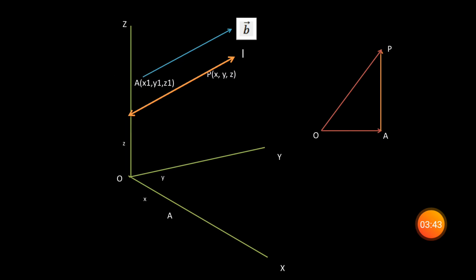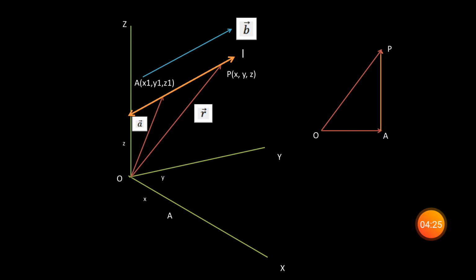Now, whenever we write a line, we always consider a general point. So we consider that general point as P and its coordinates are x, y and z. Now we are going to join this point A with the origin. Now this is the position vector OA and we are going to represent it as vector A. Now we are going to join point P with O and call this vector R. You have already studied in vector algebra that vector OP is represented as vector R. So now this is vector A and this is vector R.